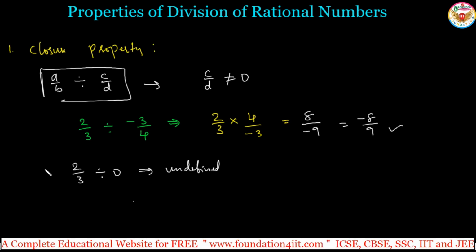If any rational number is divided by 0, it is undefined. And if the 0 is also a rational number, 0 divided by a by b, that is, 0 divided by any rational number, then 0 into b by a is 0.